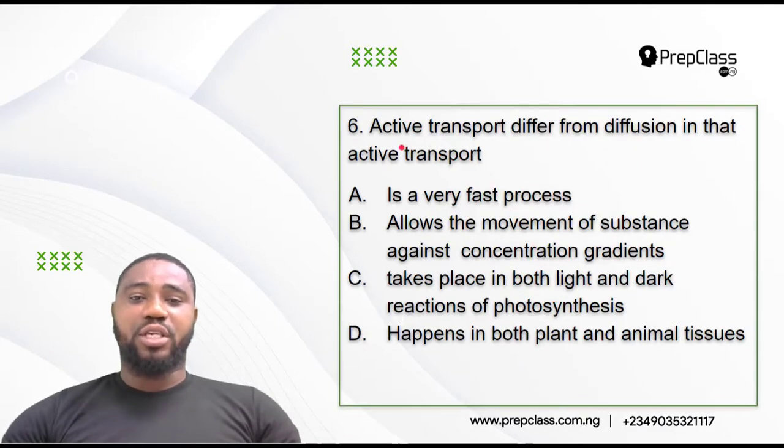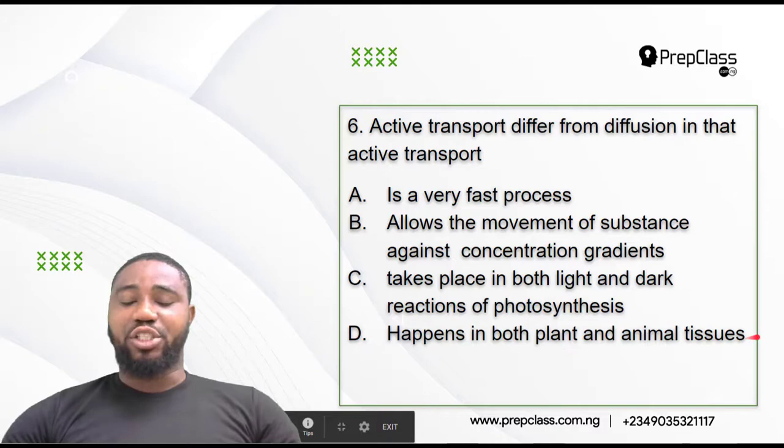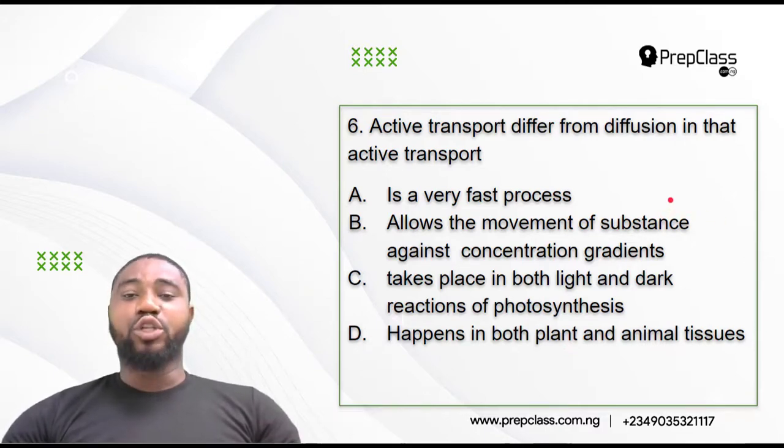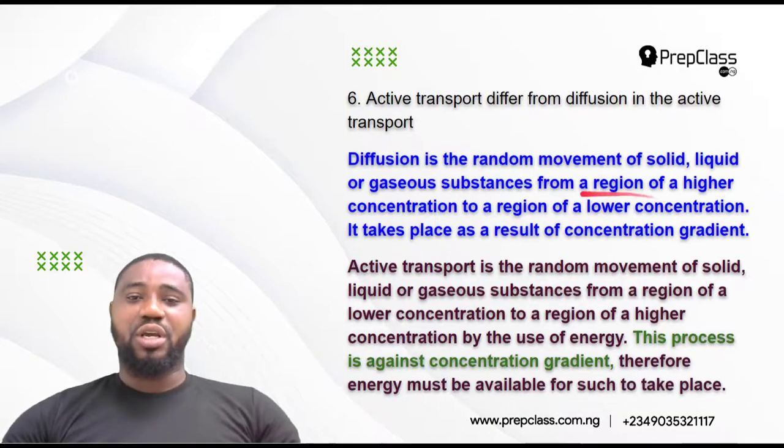Alright, let's go. 6 says, active transport differs from diffusion in that active transport: A, is a very fast process; B, allows the movement of substance against concentration gradients; C, takes place in both light and dark reactions of photosynthesis; D, happens in both plant and animal tissues. Now, for you to confidently select the best answer, you need to know what active transport is and what diffusion is. Now look at the definition.